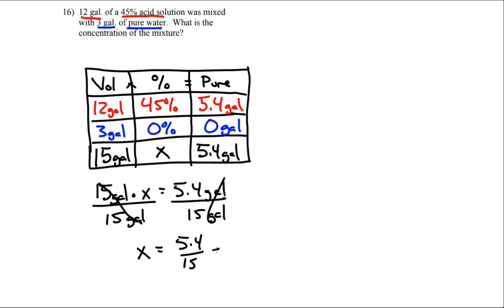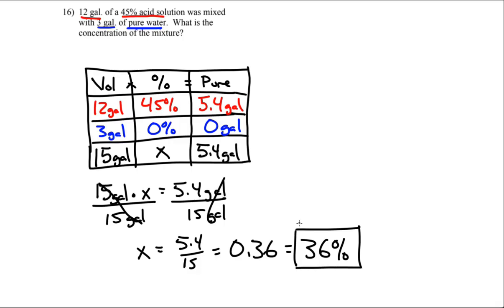Or it's going to equal 0.36, which of course is equal to 36%. So that is going to be my answer. What is the concentration of this new mixture right here? Well, that would be 36%, because we calculated that out using that right here. So this is going to be 36%, and that's what we're looking for.